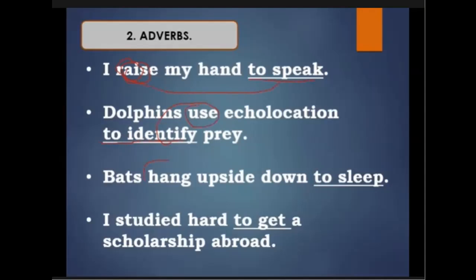Bats hang upside down to sleep. You see, "to sleep" is making the function of an adverb here, because it's telling me something else about the action. And the last one, I studied hard. Why? To get a scholarship abroad.